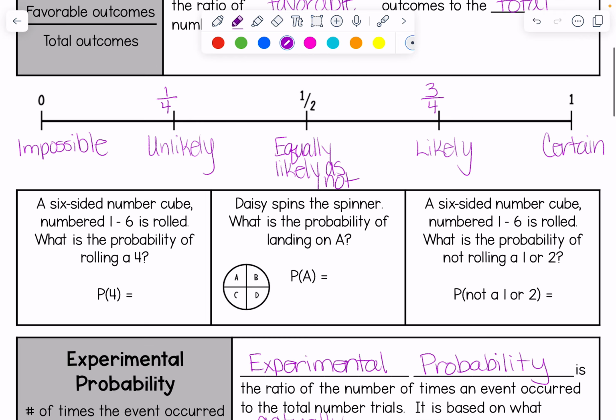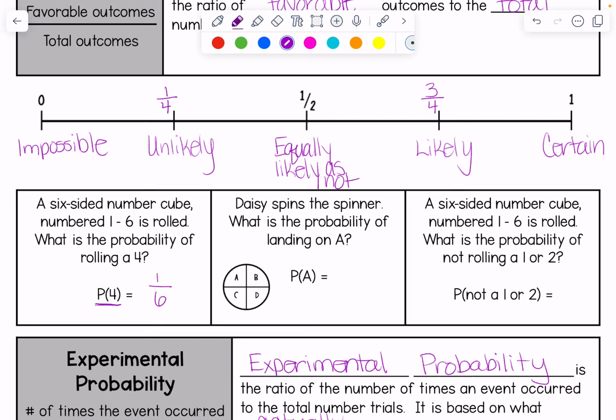A six-sided number cube numbered 1 through 6 is rolled. What's the probability of rolling a 4? Notice this notation here, the uppercase P, and then in parentheses the 4. So we have the probability of that event of rolling a 4. There's one favorable outcome, a 4, out of the 6, so that probability is 1/6.